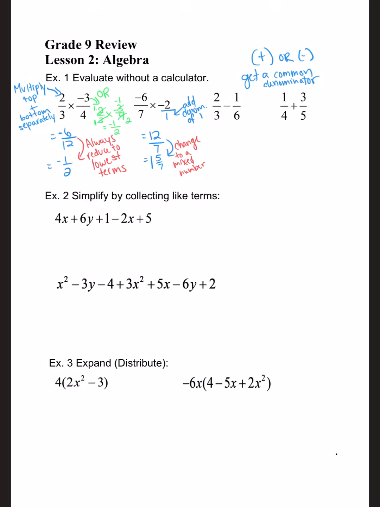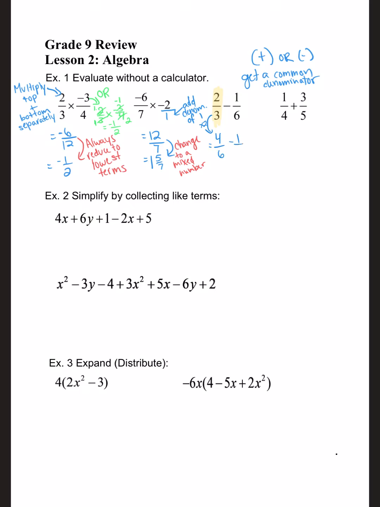We have 2/3 minus 1/6. So hopefully we can see that the common denominator here is 6. So we need to change this first fraction. We need to take 2/3 and make that denominator 6. To do that, we are going to multiply by 2. Whatever we do to the bottom, we have to make sure we do to the top. So if we multiply 2/3 by 2, it's going to change it to 4/6.